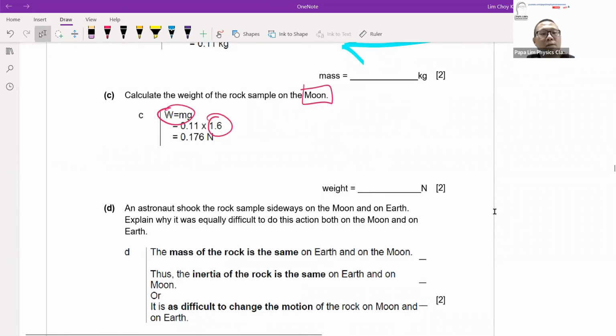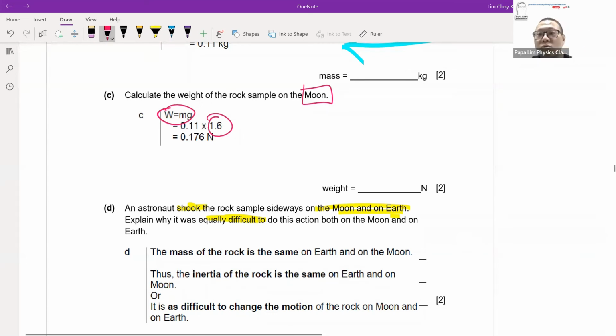Now the astronaut shakes the rod sideways on Earth and on Moon. The context is he shakes it, and after that, why is it equally difficult to make the action? Here we are not talking about how fast the object can accelerate on Moon or on Earth. What we are looking at is, before that acceleration, the ease of shaking it, whether it is easy to shake the rod or hard to shake the rod. That action.